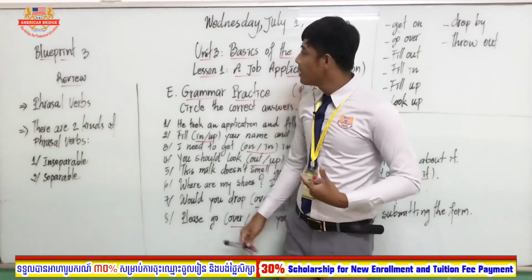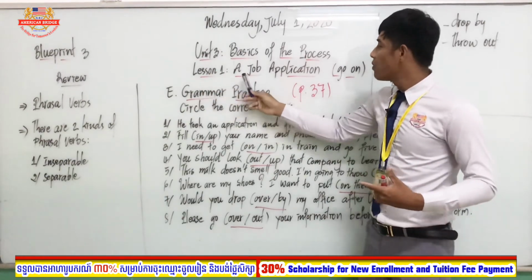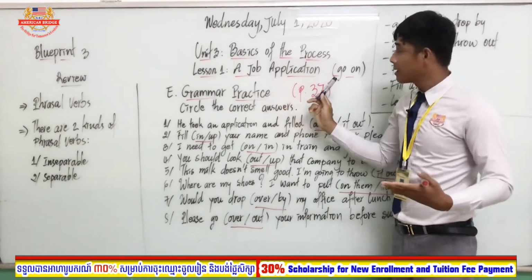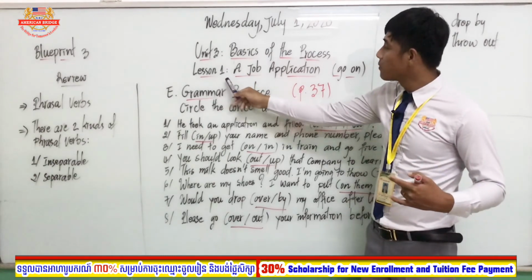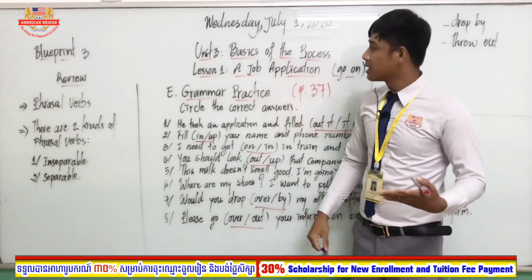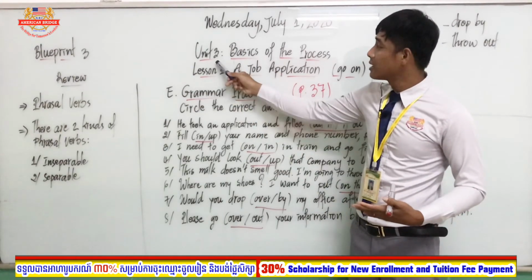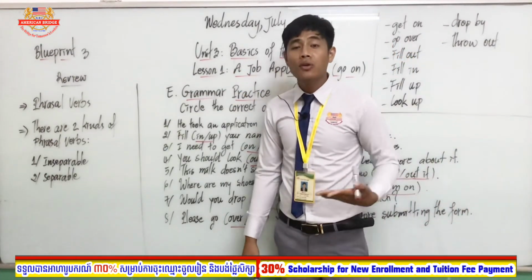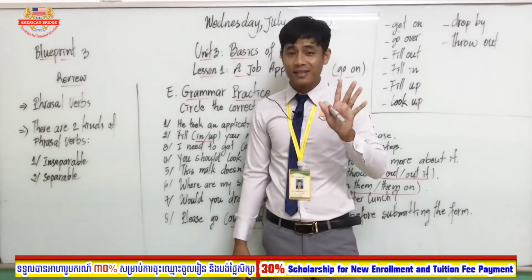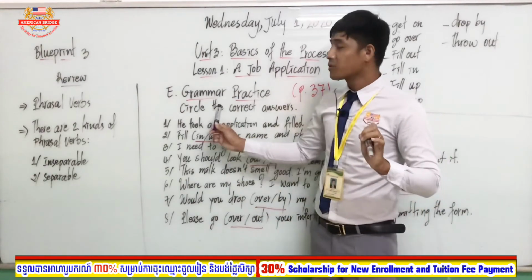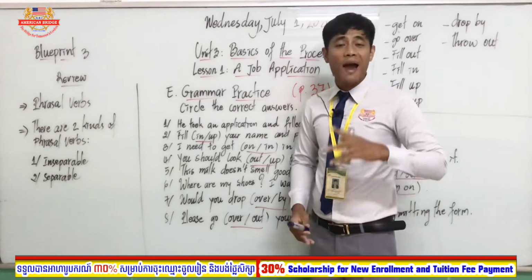Okay, good, everyone. So this is the first session. So we learn from Writing Bright Blueprint 3, and we are going to go on the first lesson in unit 3, lesson 1, a job application. Okay, unit 3, basics of the process. So this unit, as you know, every unit in the Blueprint book contains five lessons. And the main topic for today, we are going to continue with grammar practice part E.